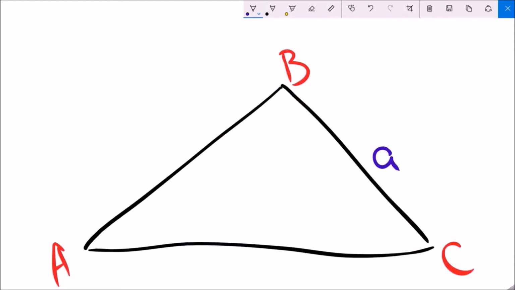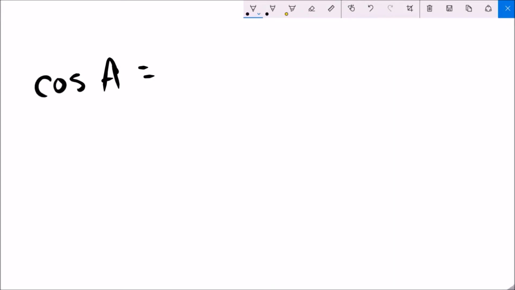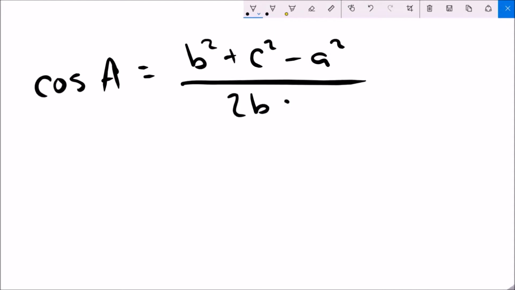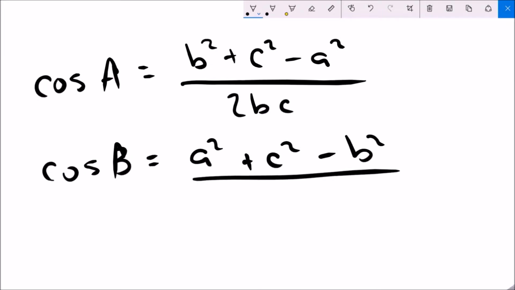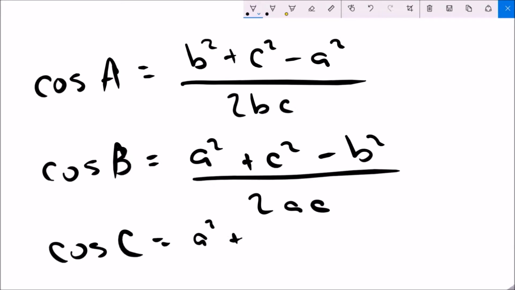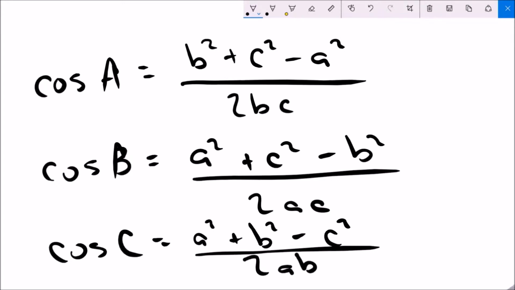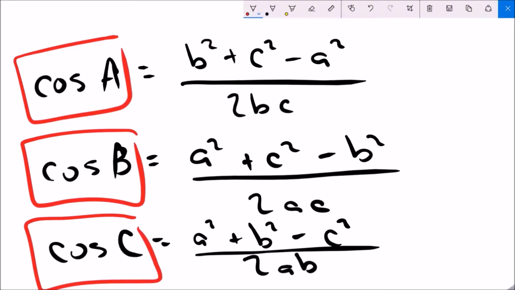Choose the equation that solves for the side that you need. If you're looking for an angle, then rearrange the equation into the following forms: cosine a is equal to b squared plus c squared minus a squared over 2bc, cosine b is equal to a squared plus c squared minus b squared over 2ac, or cosine c is equal to a squared plus b squared minus c squared over 2ab. And then choose the equation that solves for the angle that you're looking for.